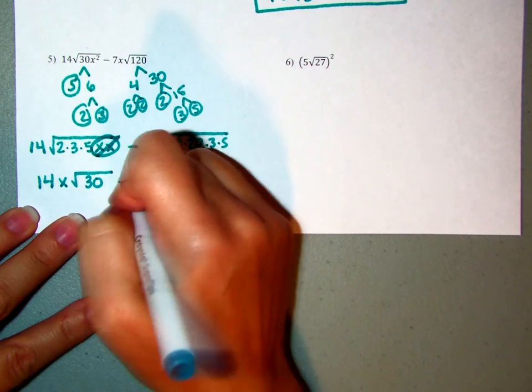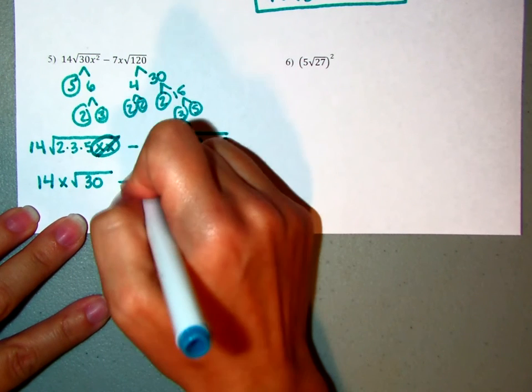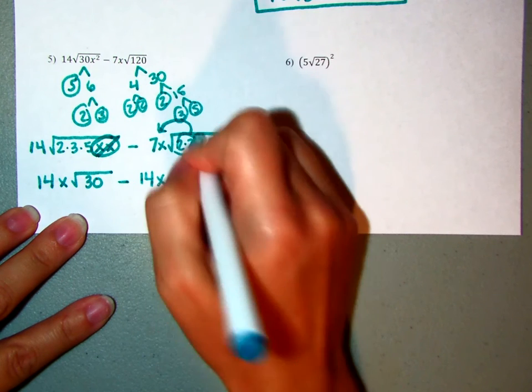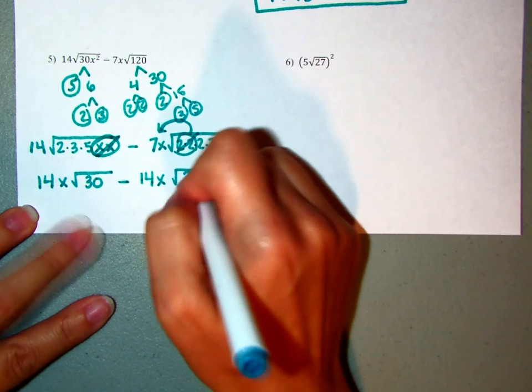So we have minus, we're going to pull it out, and again, multiplying it together, 7 times 2 is 14. There's still an x there, so we're done with that. Inside, we're going to remultiply these out, which again is going to give me 30.